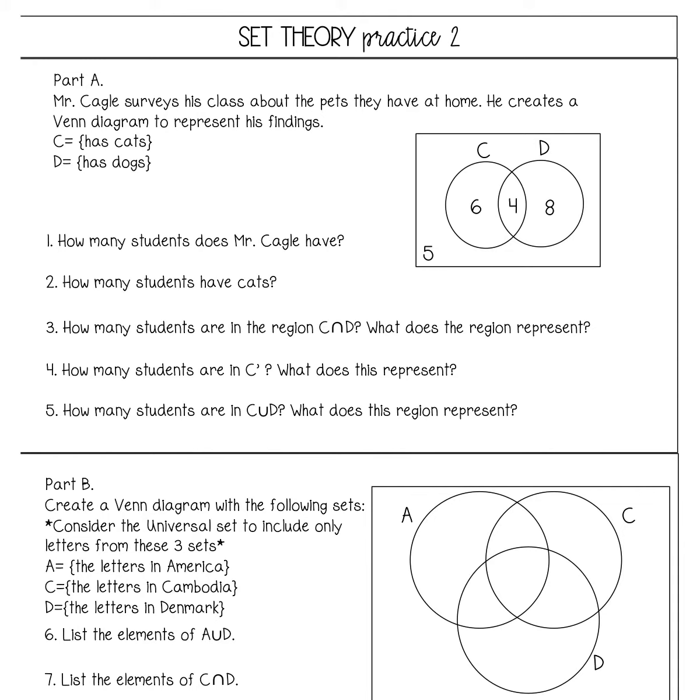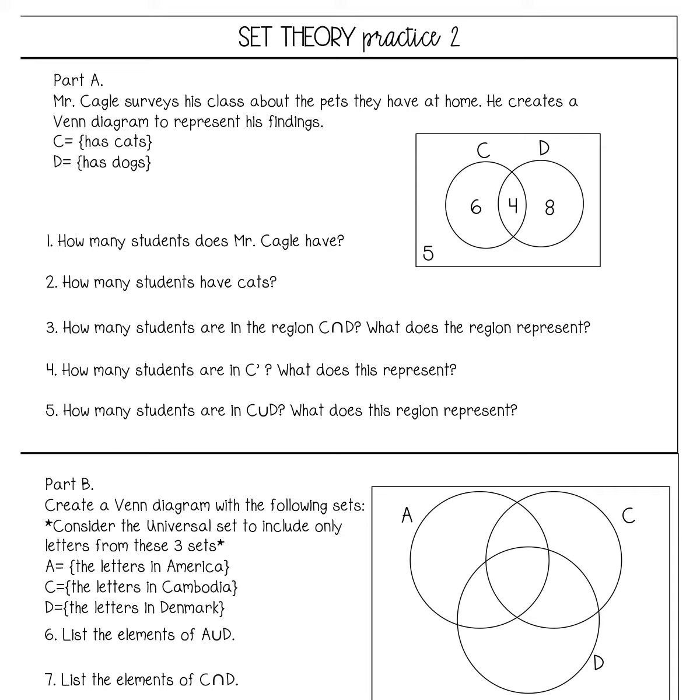All right, this is our final practice problems of set theory and Venn diagrams. Mr. Cagle is surveying his class about the pets they have at home. He is then going to create a Venn diagram to represent his findings. C is the number of students who have cats. D is the number of students who have dogs. And then outside of those two sets, you're going to see who doesn't.